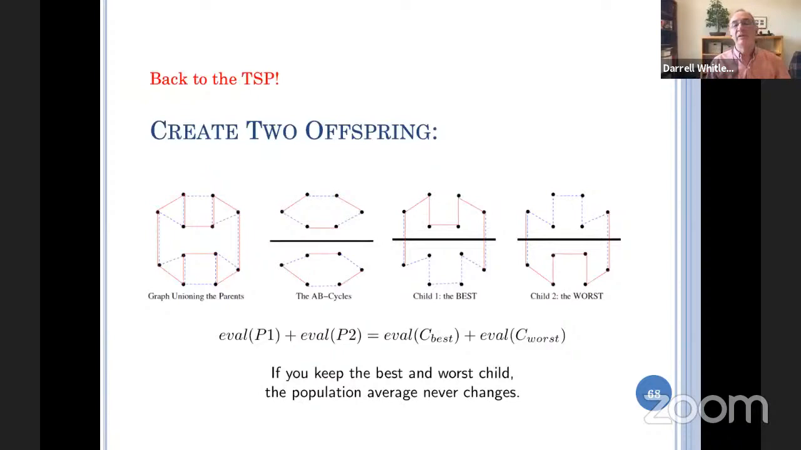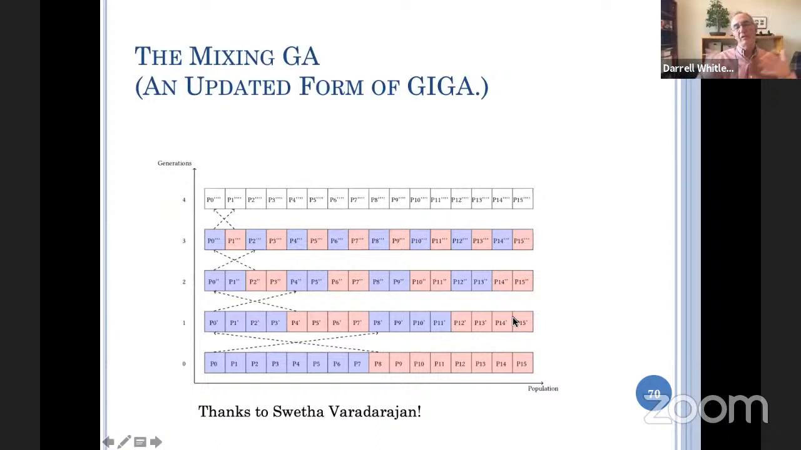We can do this for TSP as well. So when I apply my partition crossover, I generate the best child possible, but I also generate the worst child possible. Okay, that sounds a little crazy, but stick with me. So keep both.